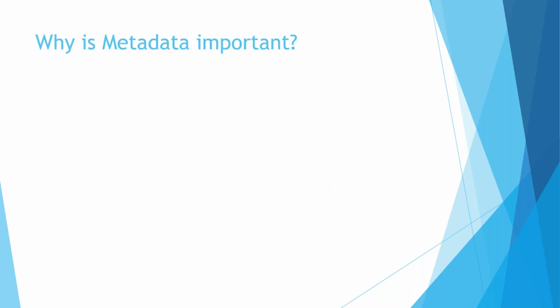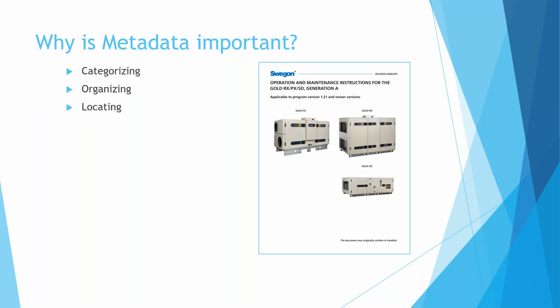Why is it important? For categorizing, organizing, and locating. So you have an O&M manual or a warranty or something you want to save from a project or an effort. And we use the metadata to categorize, organize, and locate it in Meridian.